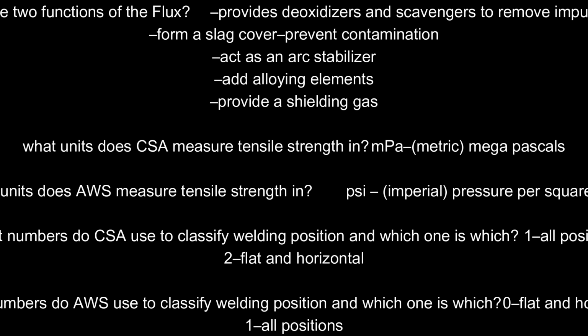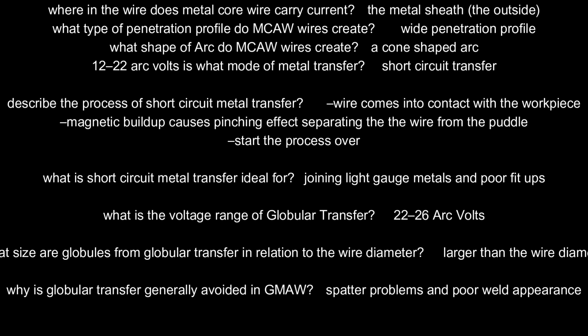Flat and horizontal. All positions. Where in the wire does metal core wire carry current? The metal sheath, the outside. What type of penetration profile do MCAW wires create? Wide penetration profile. What shape of arc do MCAW wires create? A cone-shaped arc.